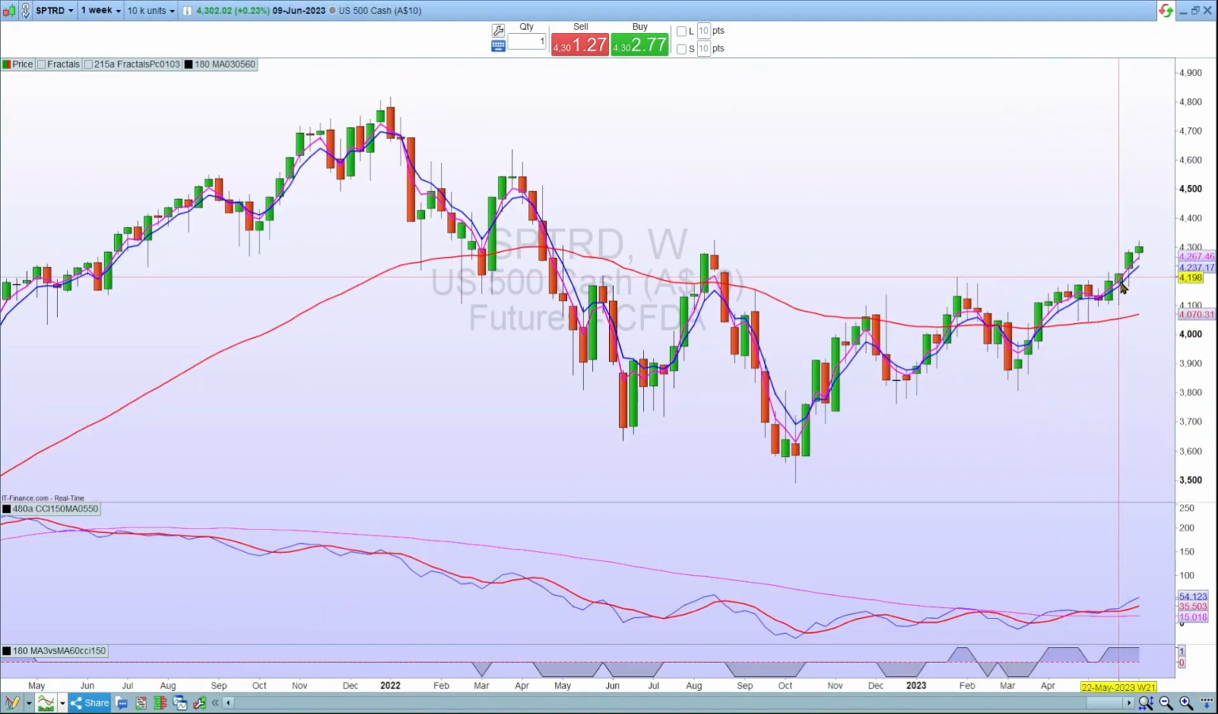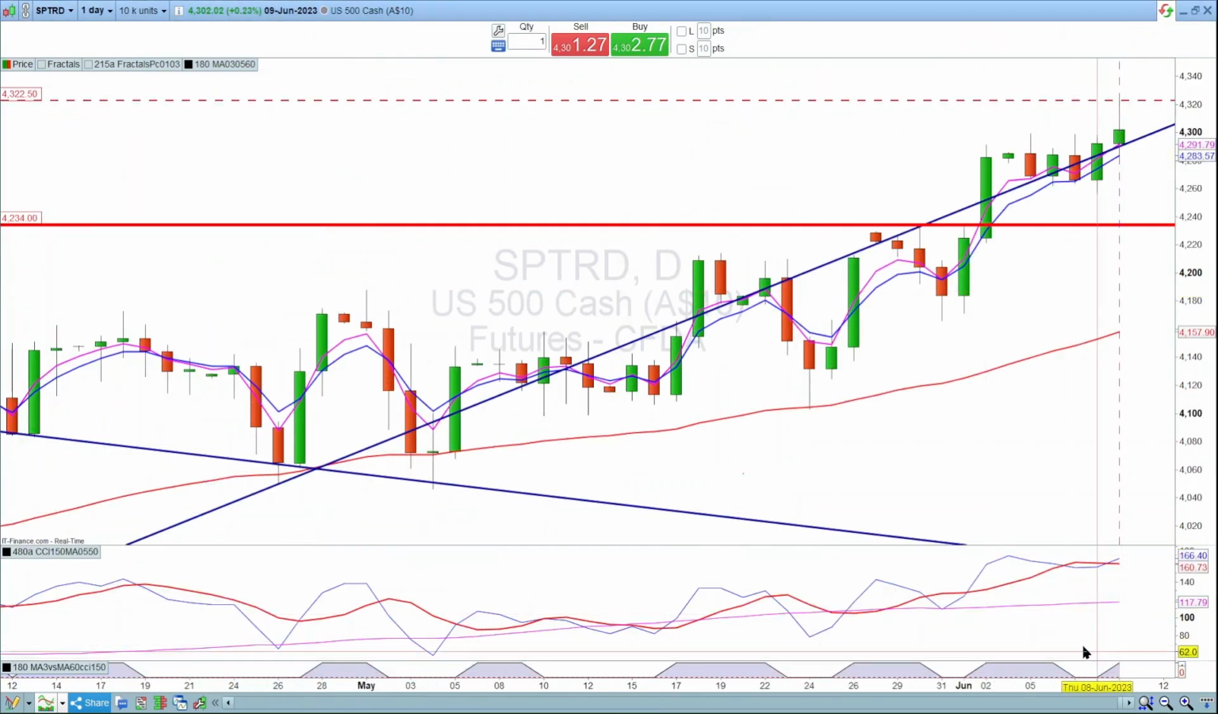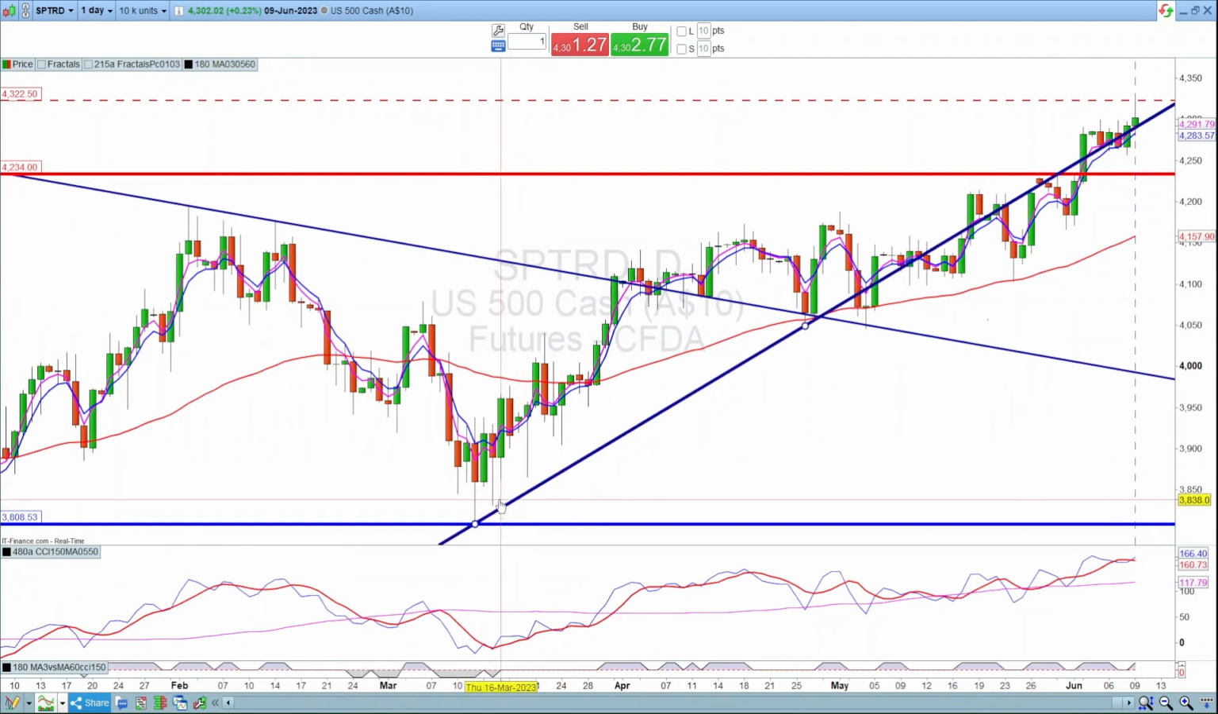On the weekly, both the moving average of the CCI 150 and the moving average of the price chart are bullish, giving us this bullish indicator down here. So it's a bullish bias primarily on the weekly. On the daily, likewise, it's broken up again after being neutral, into a bullish bias. It is still gravitating around this ascending trend line. So it's really a key area we highlighted some weeks ago now.